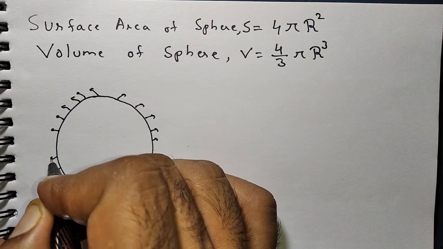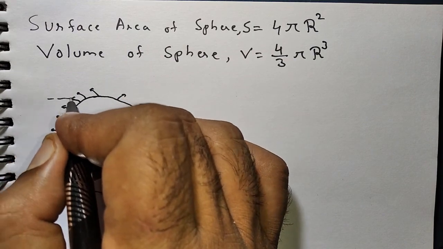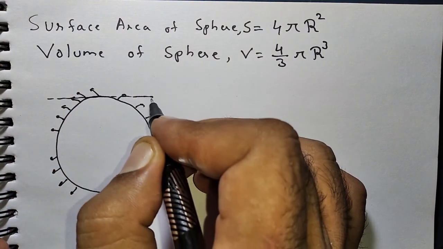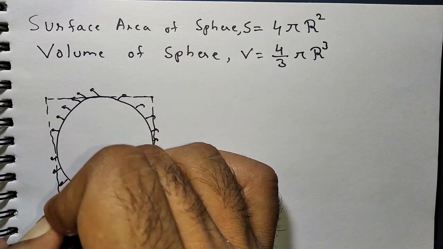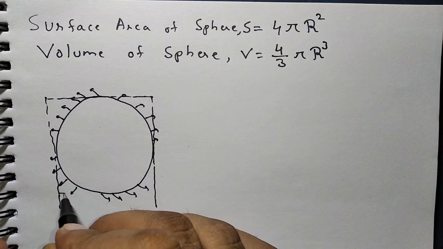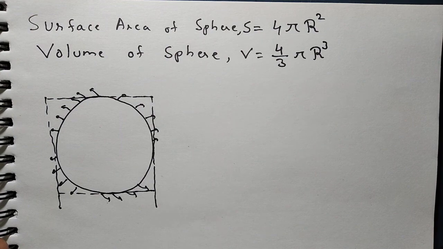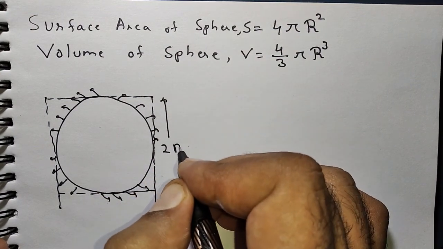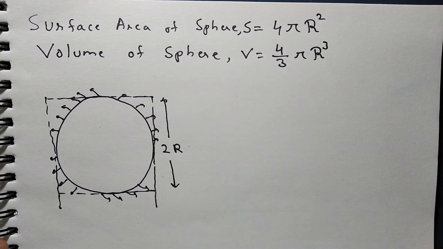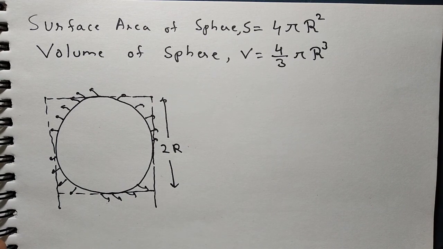then this sphere is exactly the same as a cylinder, exactly the same as a cylinder of height 2r. So this will take the shape of a cylinder of height 2r and perimeter 2 pi r.